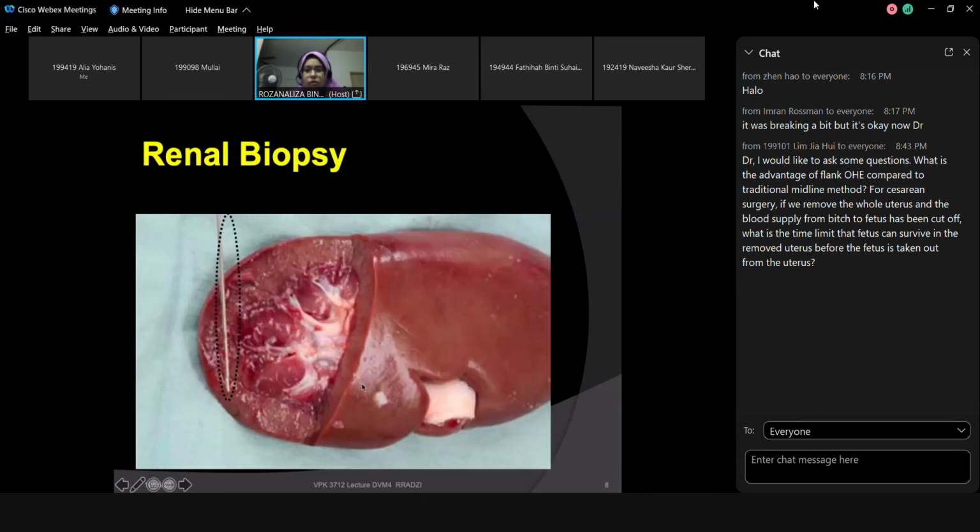Yeah, so the straight line is what you want to avoid. That's why you must have ultrasound guidance. Don't do it blindly, okay?